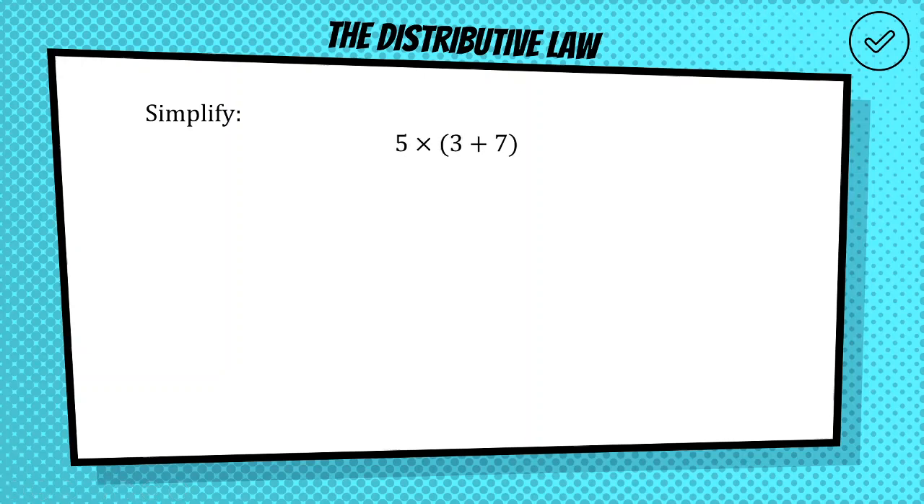So now if I ask you to do this question, the majority of people would say, oh, I know how to do this. I've got to do the brackets first. 3 plus 7 is, of course, 10. And then 5 times 10 is 50. That is the correct answer.